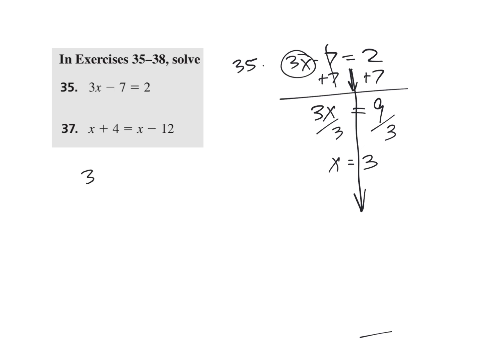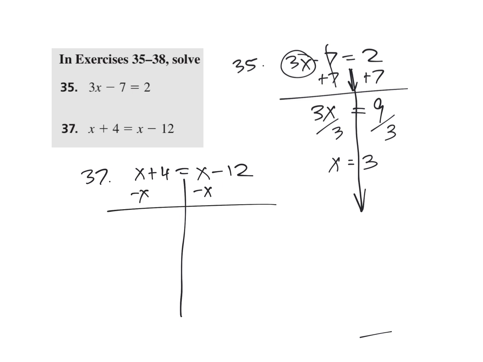All right, 37. X plus 4 equals x minus 12. All right, there's nothing to do on each side. Here's your wall. We need to get our x's together. So I'm going to subtract x from the right side. And when I do that, I see that my x's are gone, and I have 4 equals negative 12. This is a no solution because 4 doesn't equal negative 12. All right, next slide.